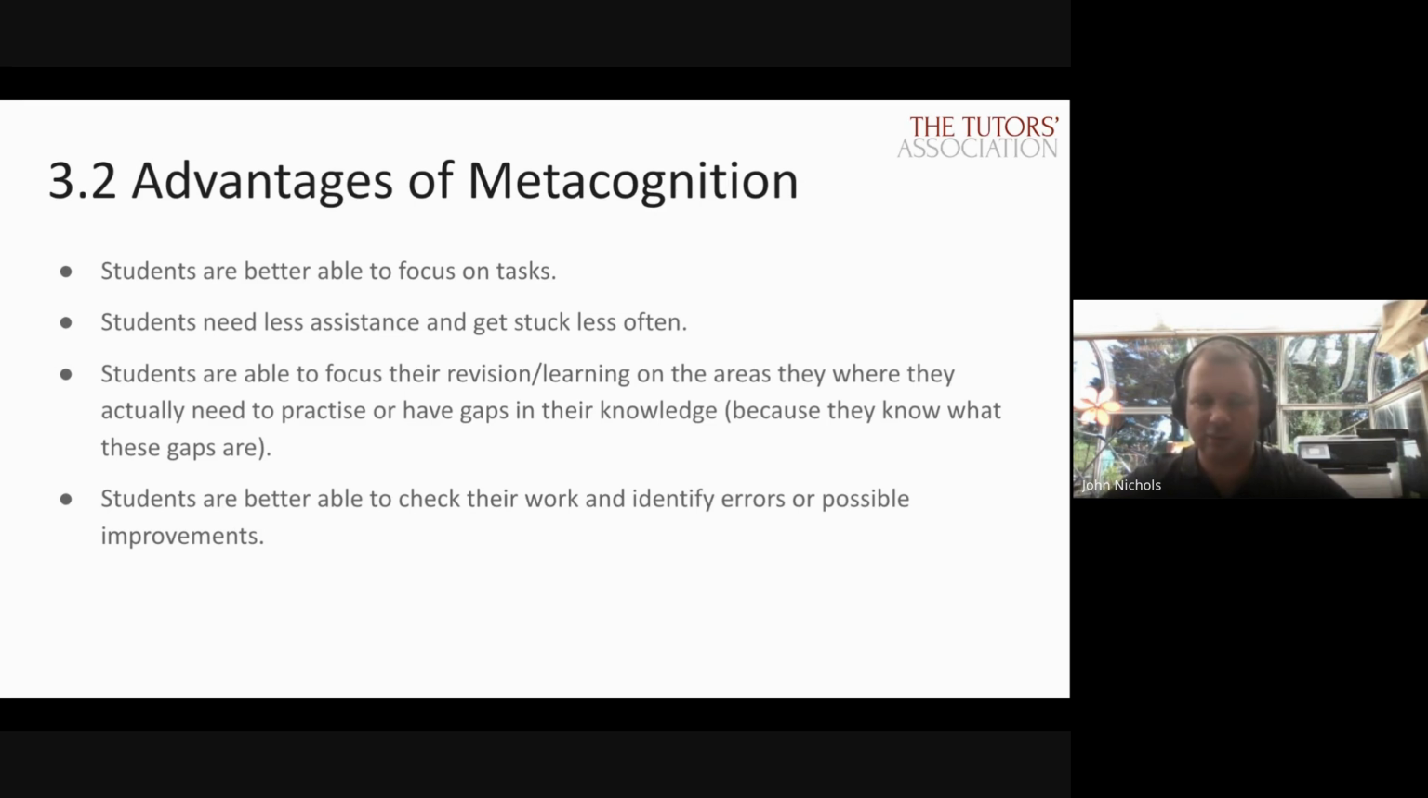They need less assistance and get stuck less often because they can narrow down options and try different things. They don't just go, I'm stuck, there we go, I need help. This is about students being, and they often need to be taught this. They're taught, look, give it a try. What methods do you know?